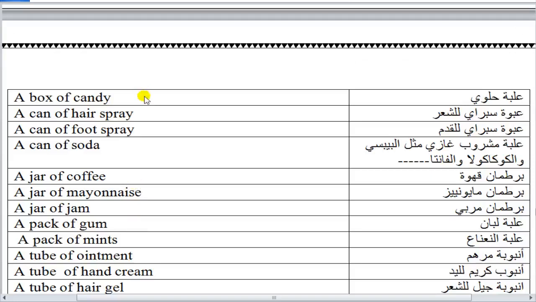A box of candy. A can of hairspray. A can of foot spray. A can of soda. A jar of coffee. A jar of mayonnaise. A jar of jam. A pack of gum. A pack of mints. A tube of ointment. A tube of hand cream. A tube of hair gel.